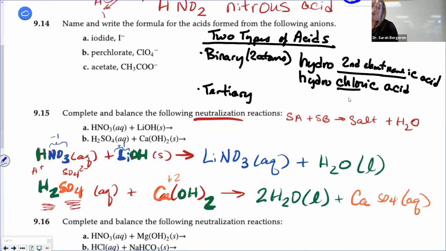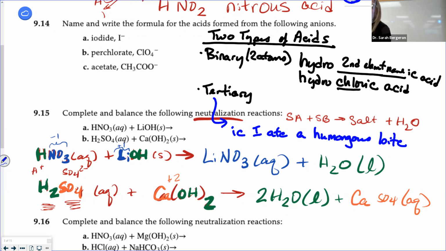You either go here or you remember one of two phrases. My two phrases are, right? Ick, I ate a humongous bite. Okay, why does that help you? Because if you ended in ATE, you're going to change to IC. If you end in ITE, you're now going to end in OUS.